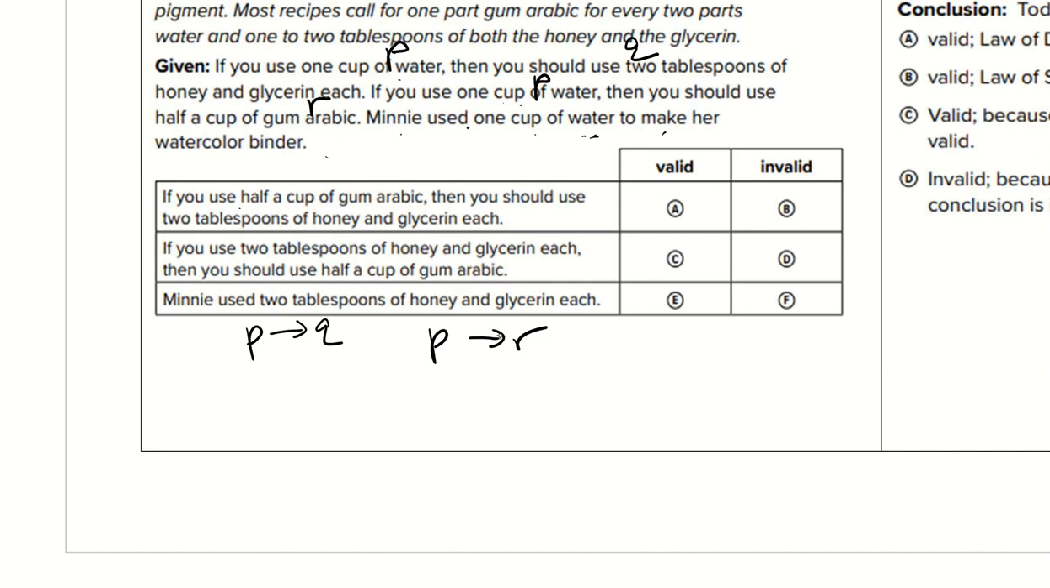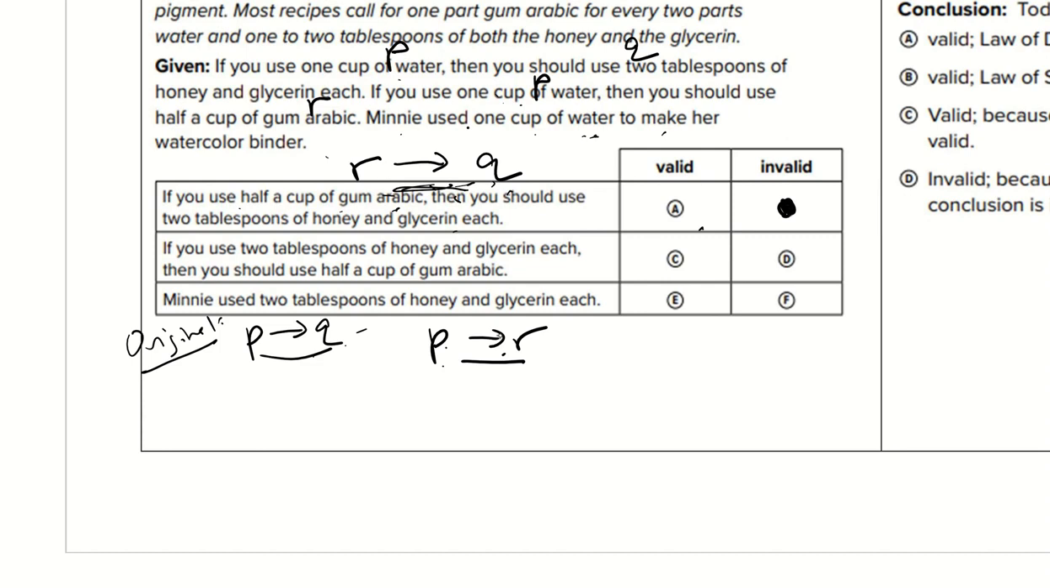If you use half a cup of gum arabic, then you should use 2 tablespoons of honey and glycerin each. So if R, then Q. Is that true? Well, the answer is no, it's not true, because these are the true statements: P implies Q and P implies R. This is not logical from these two, right? This is the original statement, so you have to use this to determine the validity of this statement. So P implies R, but R doesn't imply Q. So this is invalid.